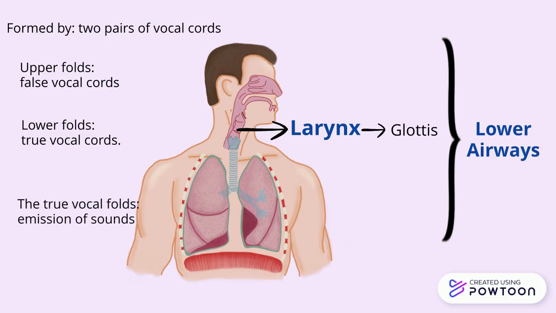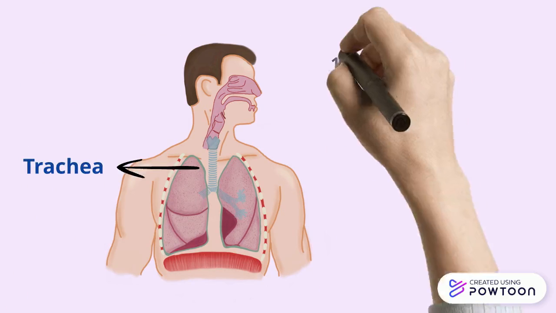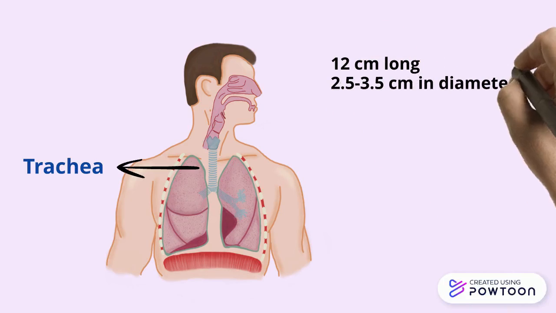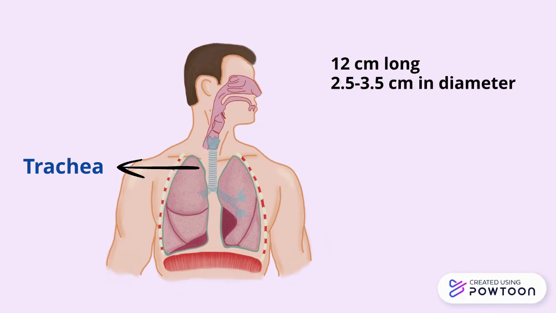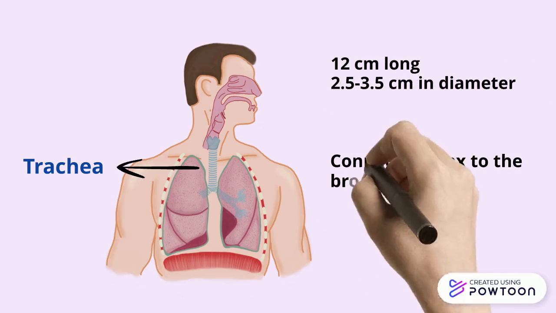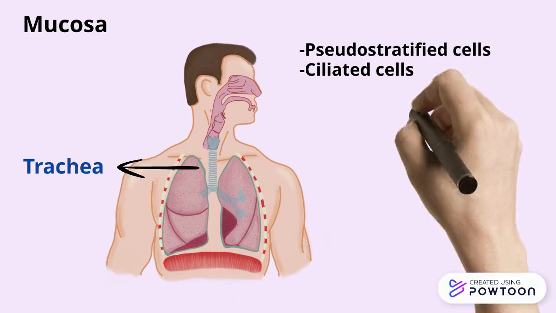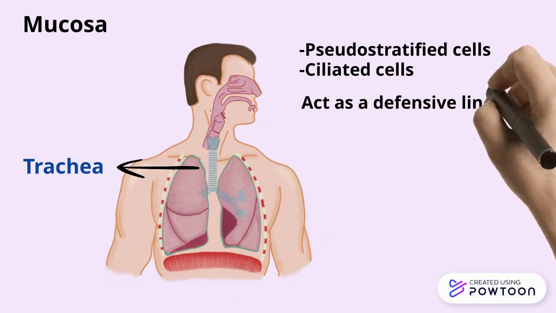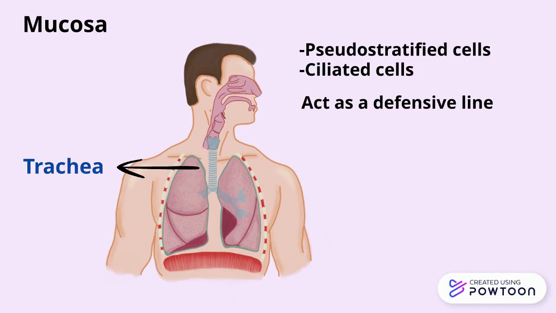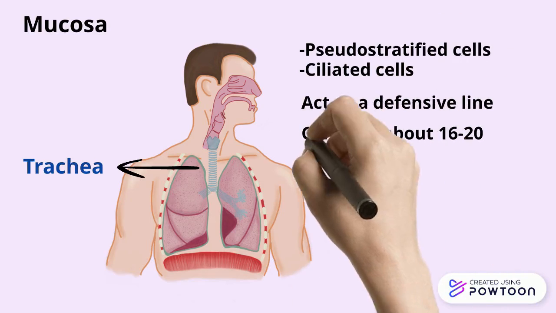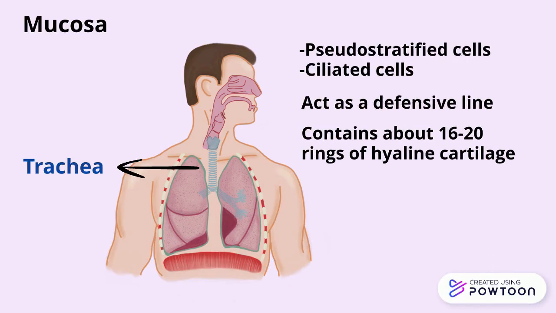passes between them. The trachea is a duct about 12 cm long and 2.5 to 3.5 cm in diameter, connecting the larynx to the bronchi. Its mucosa has pseudo-stratified and ciliated cells, which act as a defensive line against the entry of particles. It contains about 16 to 20 rings of hyaline cartilage in the form of C or U, located one on top of the other. The open portion of the rings is oriented backwards, where the esophagus is, allowing it to distend during the swallowing of food.